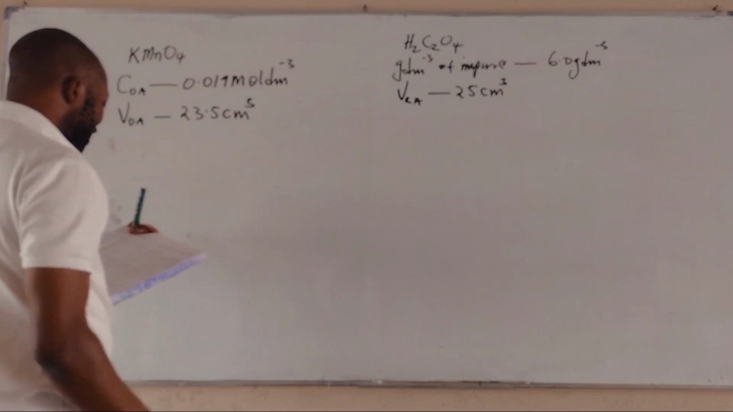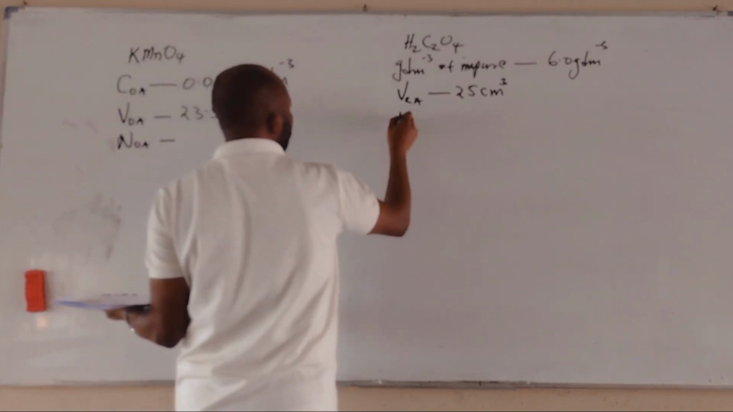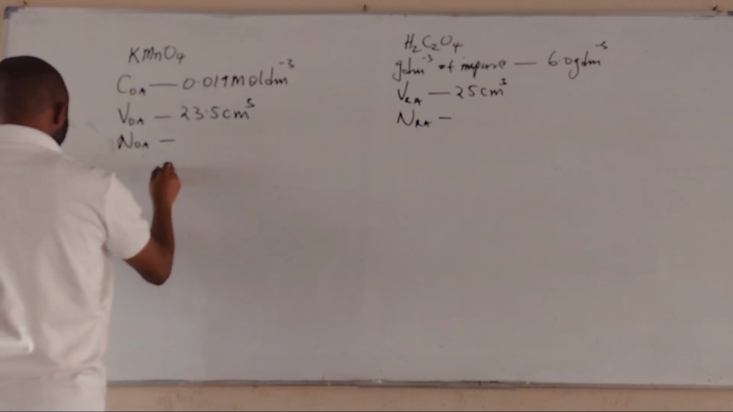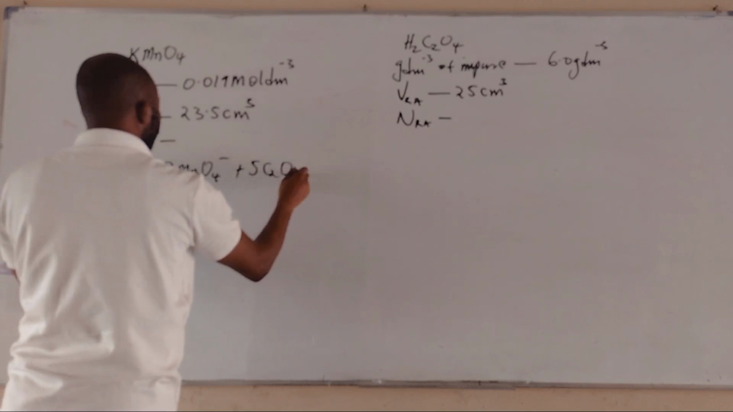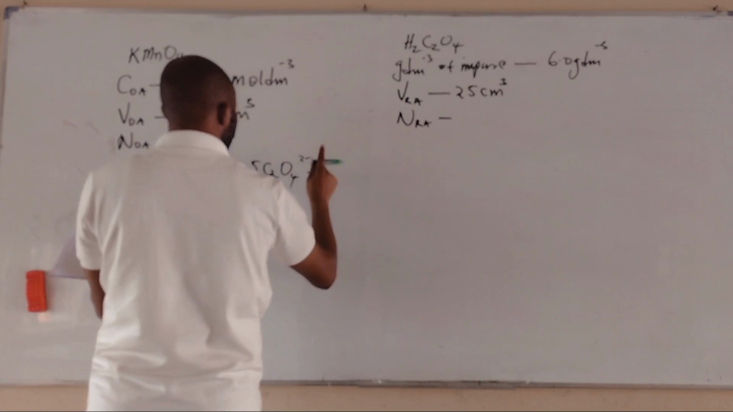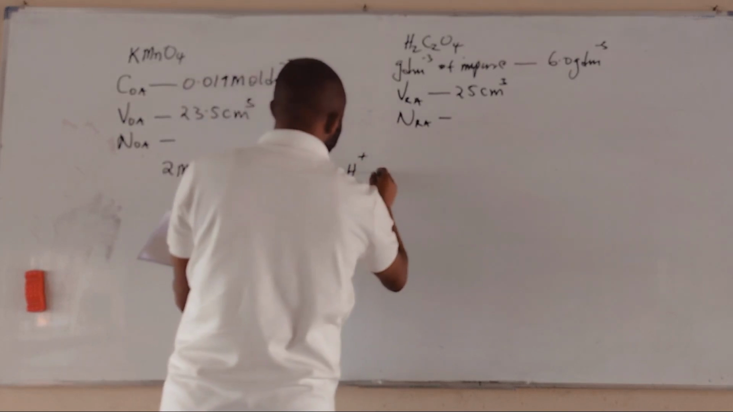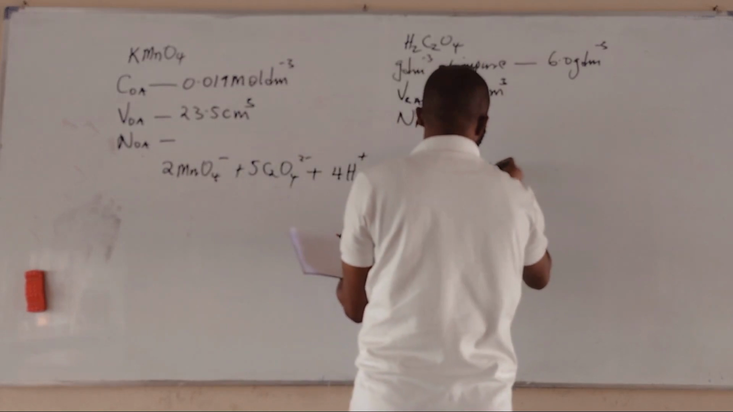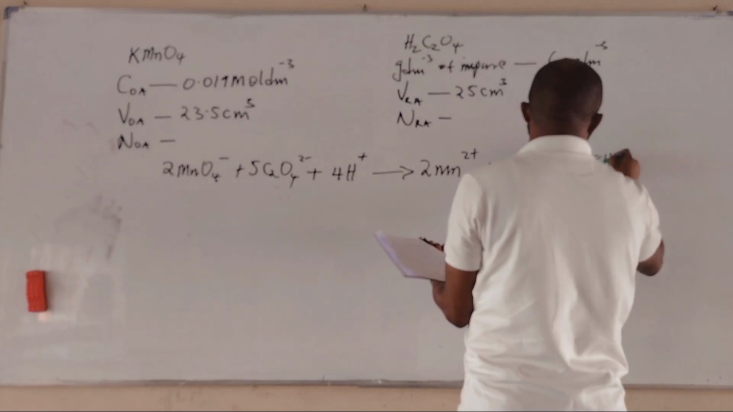If the equation of reaction is given to be this, from the equation of reaction we'll be able to get the number of moles of the oxidizing agent and the reducing agent. So let's get the equation of reaction, which is 2MnO4 minus plus 5C2O4 2 minus plus 16 hydrogen plus gives us 2Mn 2 plus plus 10 CO2 plus 8 moles of water.